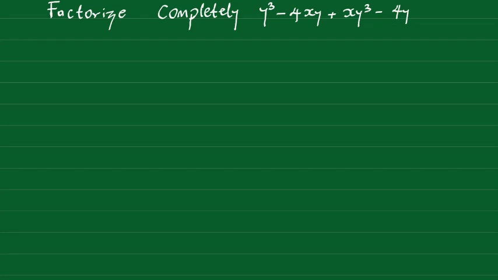All right, guys, welcome. We have this question from JAMB 1989, question 19, where we are asked to factorize completely y raised to power 3 minus 4xy plus xy raised to power 3 minus 4y. So quickly we dive into this question by writing solution.